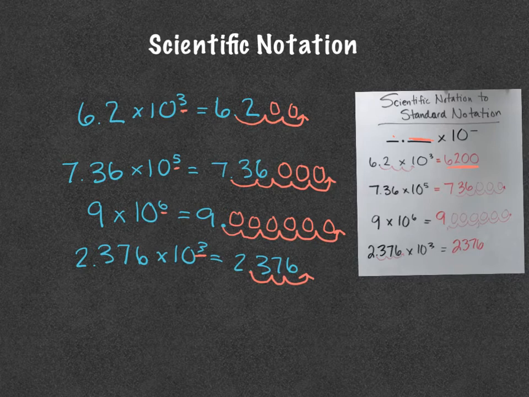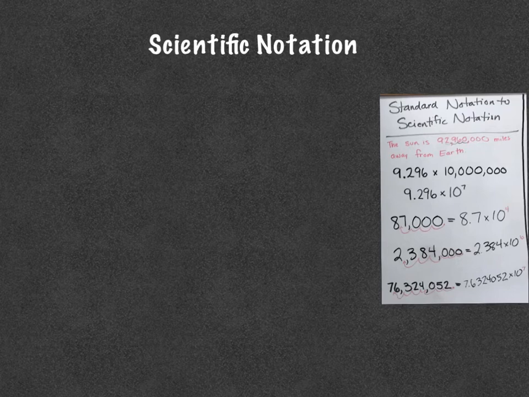Okay, so that's how to change from scientific notation to our standard notation. Now remember, notation just means how you're writing something. So scientific form or scientific notation into standard form or standard notation. Okay, so now we're going to go from standard notation into scientific notation.